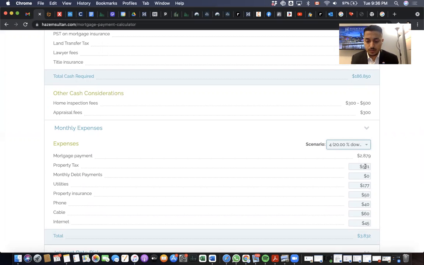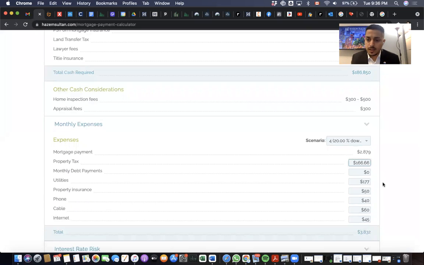I'm going to do some calculations here on my phone, divide that by 12. You're looking at $166.66 to be exact. So that would be a monthly expense. Again, you just pay it once a year, but the way you budget it, you just want to keep track of everything. So that's out of the way.